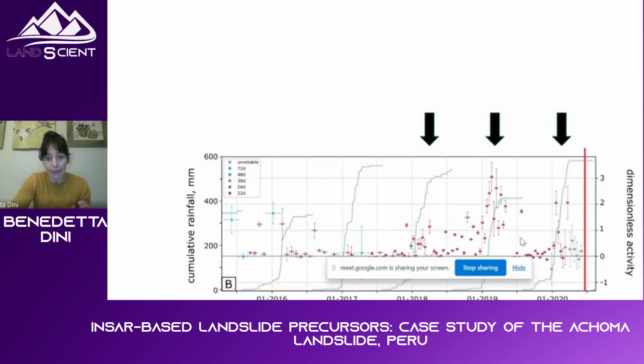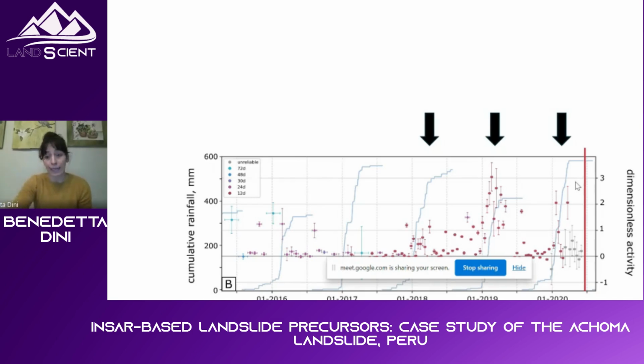And we can see that there seems to be a correspondence there, but in the dry season between 2018 and 2019, despite the rain stopping, there appeared a continuation of the activity of the landslide. Then the landslide quietened down again in 2019 into 2020, to resume again in 2020.